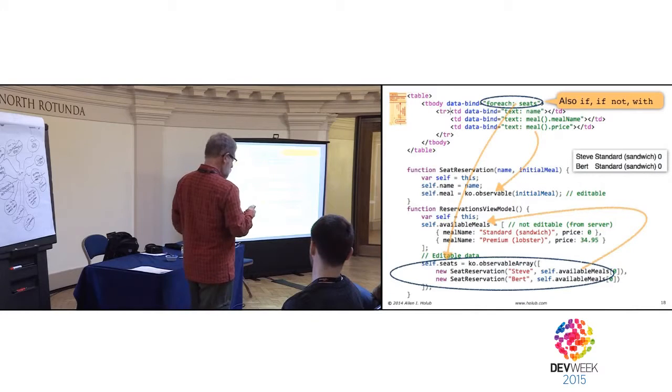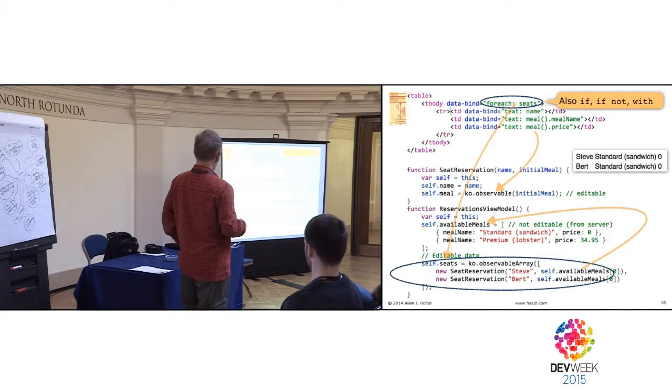It's all still done with bindings though. So here I have a for each binding that's associated with the table body. What this is going to do is duplicate the contents of the T-body for every seat in this array. Here's the array indicator, here's the bracket.